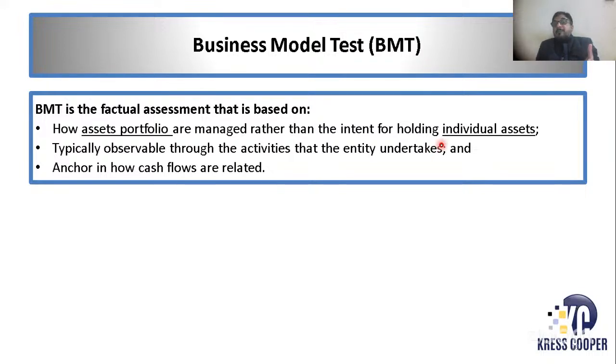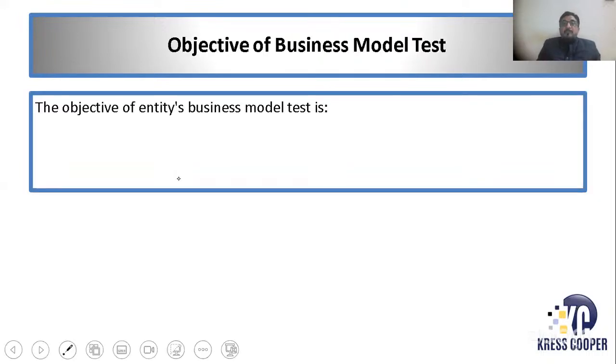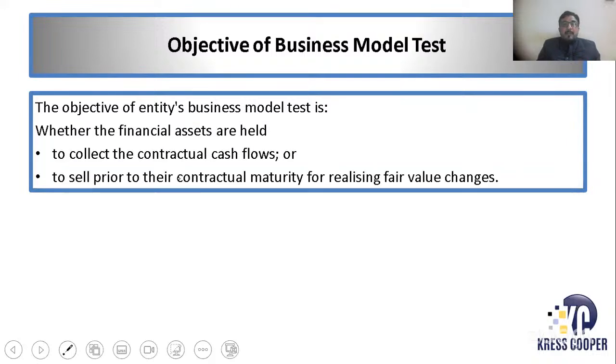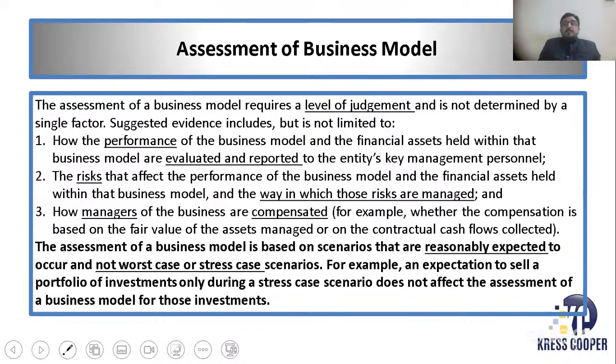For the bank, as I have told you, it's very easy to understand, and it is anchored in how the cash flow is related. Cash flow is basically the contractual cash flow that the entity will be receiving back in terms of interest on investments, and finally the principal amount of the investment. So the objective of the entity's business model is to test whether the financial assets are held to collect the contractual cash flows or to sell prior to maturity.